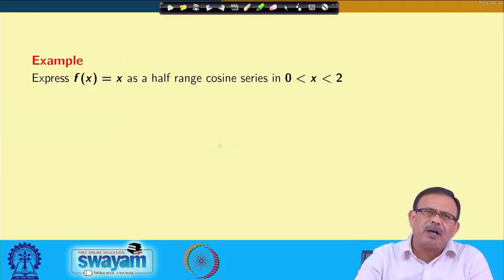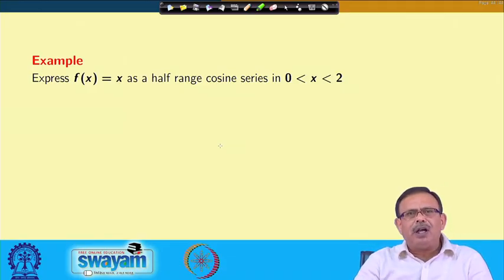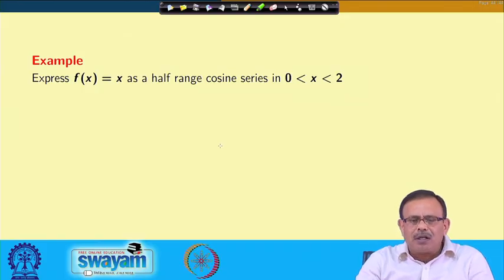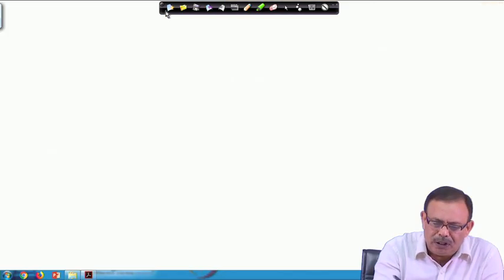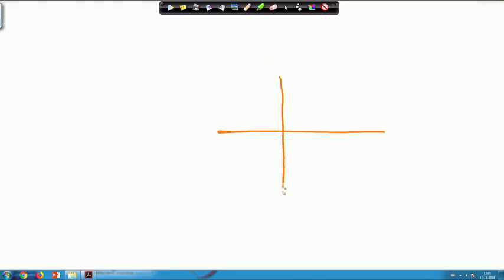Now, let us take the same example f(x) equals x. We want to now express f(x) equals x as a half range cosine series in 0 to 2. So, in the earlier case, whenever I am writing f(x) equals x, it is always something like this, with 2 here and say minus 2 here. So, I extended the function like this way up to this, in 0 to minus 2.